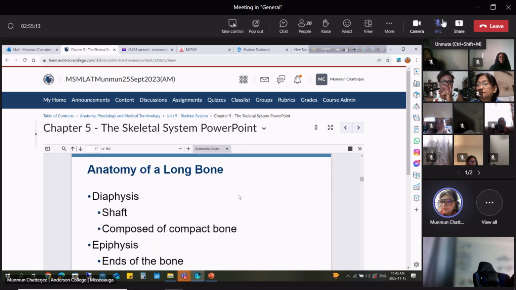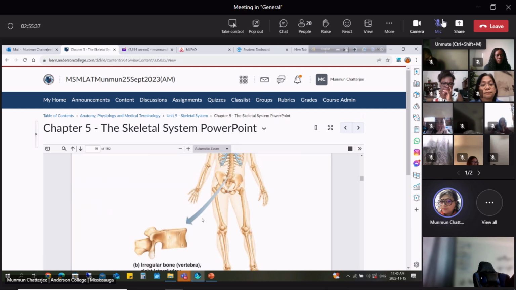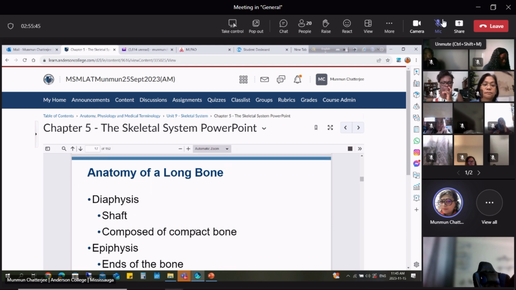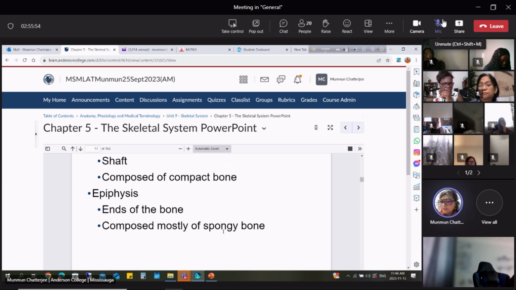Okay. So now if we go to the anatomy of the bone, a little bit going inside the bone. What is that? Diaphysis is the shaft. It is composed of compact bone. These are the endpoints. This has to do with the compact bone. These are called the shaft. And epiphysis, the ends of the bone, is composed of mostly spongy bone.